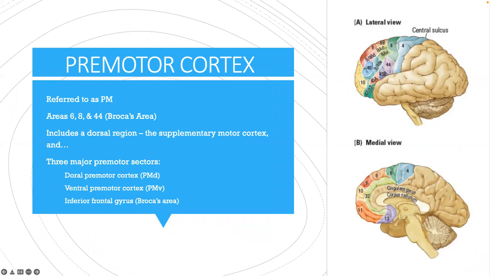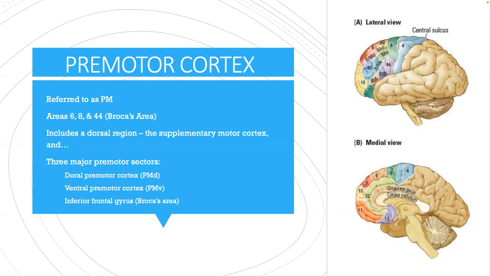Then immediately anterior to the motor cortex, the premotor cortex, PM, is made up of areas 6, 8, and 44. So right here, 6, these 8 areas, and 44, which is Broca's area. So the green and the orange, and then on the lateral view, you can see 44 in the purple here. The premotor cortex includes a dorsal region called the supplementary motor cortex, and lying below it, the three major premotor sectors, which are the dorsal and ventral premotor cortex, and the inferior frontal gyrus, which is also Broca's area.